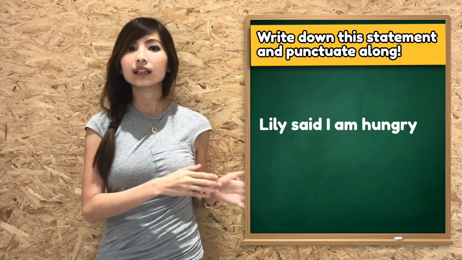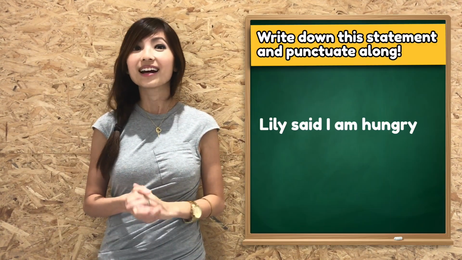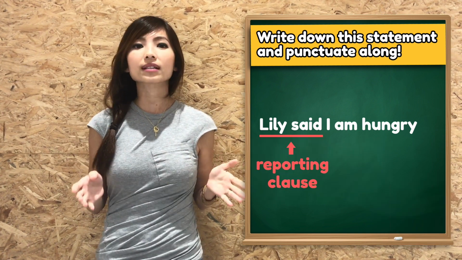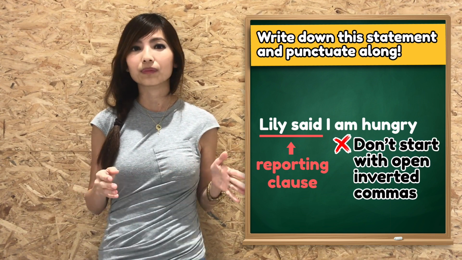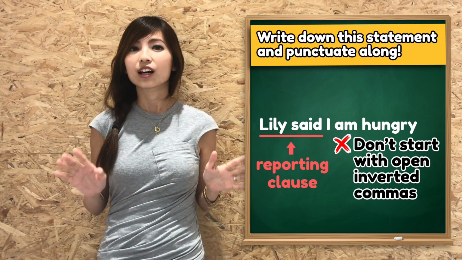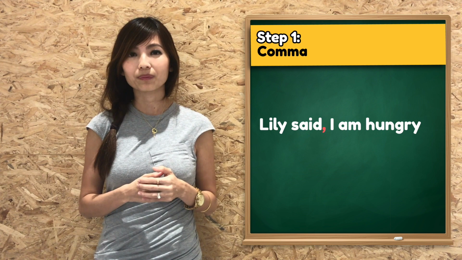So again, let's write down this statement. Lily said, I am hungry. Good. So now let's try and punctuate this sentence. Since we started with the reporting clause, we will not be using open inverted commas. So likewise, this instance of direct speech has not ended yet. So we have to put a comma after the word "said."